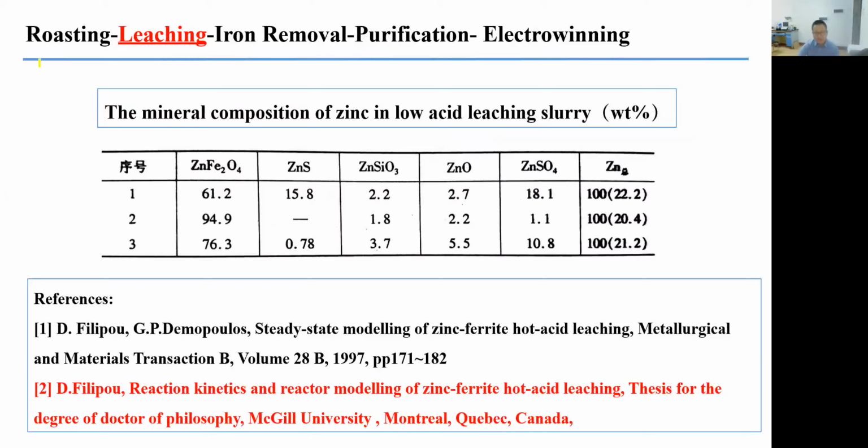But if we check the economic parameters in this leaching process, we find out, looking at the chemical composition of the low acid or neutral leaching slurry, that the total amount of zinc in the leaching slurry is about 20%. So when we have 100 kilogram leaching slurry, 22 kilogram zinc is wasted, or reported to the slurry.